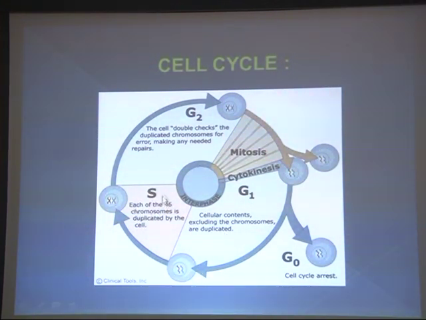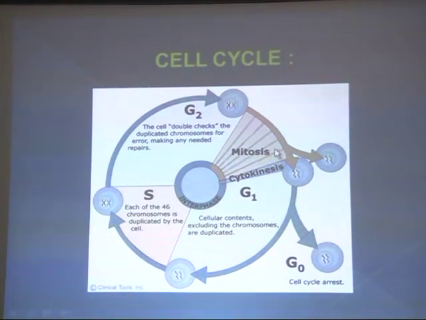Now the cell moves to the S phase. S stands for synthesis. What happens? Each of the 46 chromosomes, that is in humans, is duplicated by the cell. S moves into the G2 phase, where the cell double checks as if everything is correct. The cell double checks the duplicated chromosomes for error, making any needed repairs, and that is the G2 phase. And from G2 phase it enters the mitosis phase and the two cells are formed.